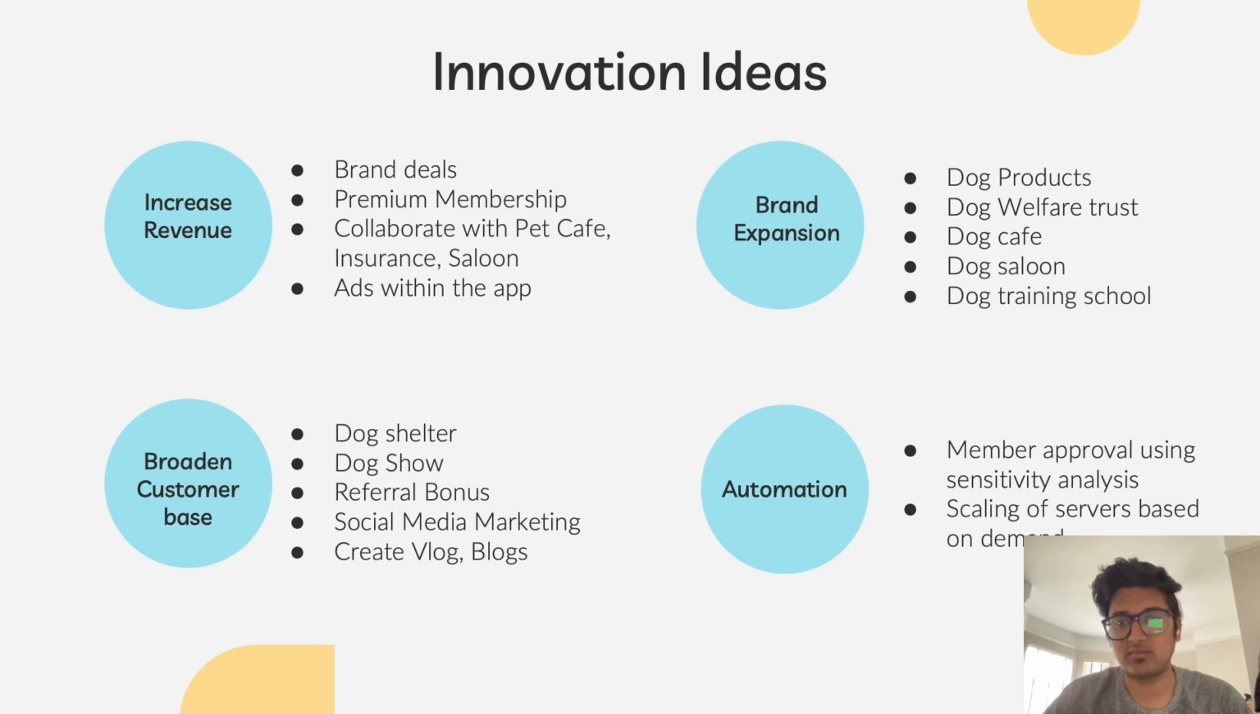In order to broaden the customer base, the firm can create dog shelters for abandoned dogs, conduct dog shows, and also use the mechanism of referral bonus to make more people start using the app. And also, the firm can come up with creating new blogs for the welfare of the community. For brand expansion, the firm should consider venturing into dog products, welfare trust, dog cafes, dog salon, and dog training school. With respect to automation, Natalia can think about scaling the service based on the demand as it's more profitable, and also introducing member approval using sensitivity analysis.